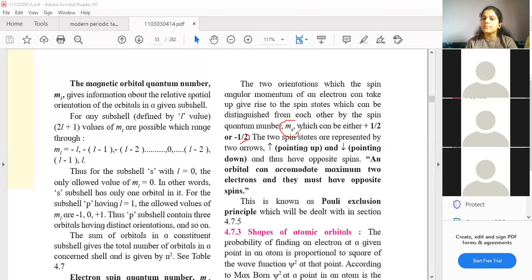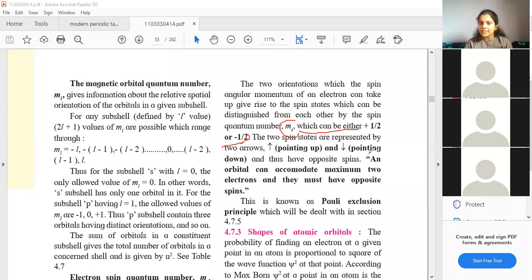The spin quantum number gives me the direction of the spin of the electron. And half is a fixed value because electrons only have half spins. They do not have an entire spin. It is either plus half or minus half. Plus and minus is based on the direction, whether it is going clockwise or anti-clockwise. So ms has 2 possible values.